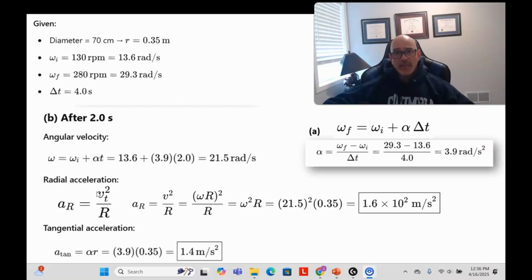I discussed this in the previous video on the playlist. You can always relate linear velocity to angular velocity by multiplying by r. So centripetal acceleration is equal to omega r squared over r, or omega squared times r, where r is the radius of the circle. Omega squared times r equals 1.6 times 10 to the 2 meters per second squared. Tangential acceleration is alpha times r, where alpha is angular acceleration. So the tangential acceleration is 3.9 times 0.35, or 1.4 meters per second squared.